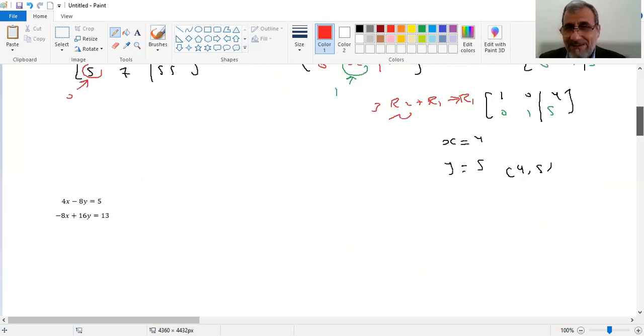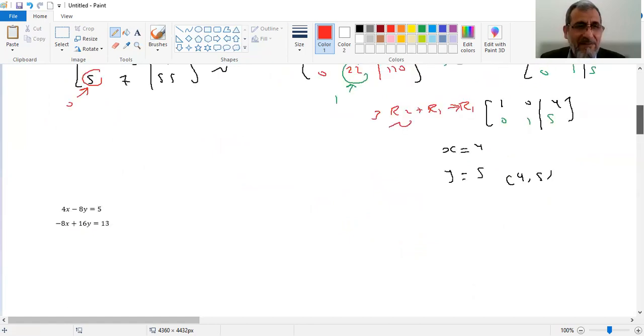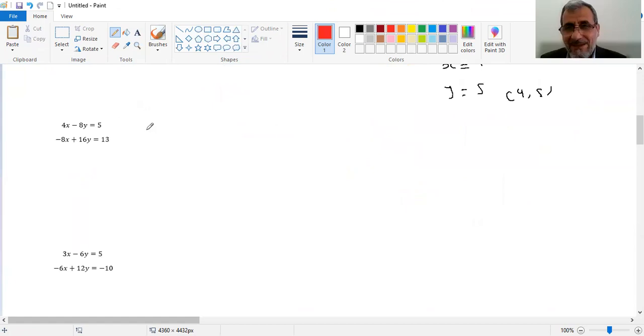Now the next one, let's take example number 3. Here I have negative 4x minus 8y equal to 5, and negative 8x plus 16y equal to 13. This is equivalent to the augmented matrix: negative 4, negative 8, equal to 5, and negative 8, 16, 13.